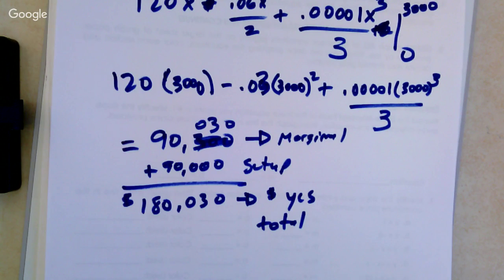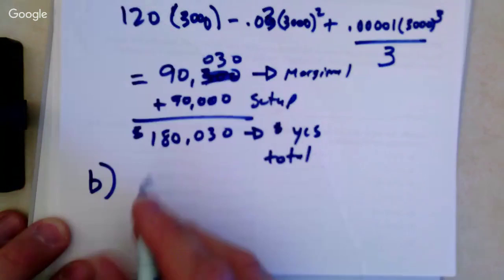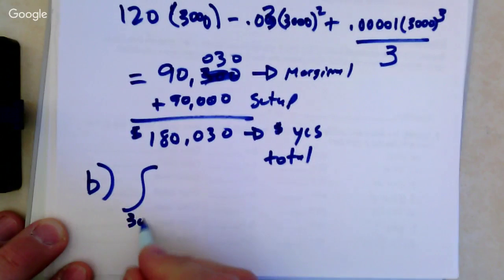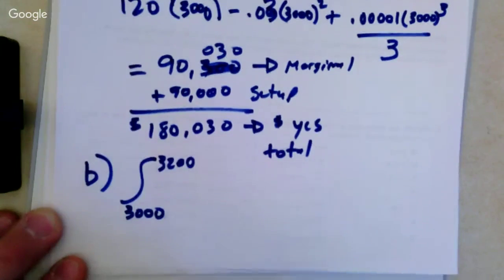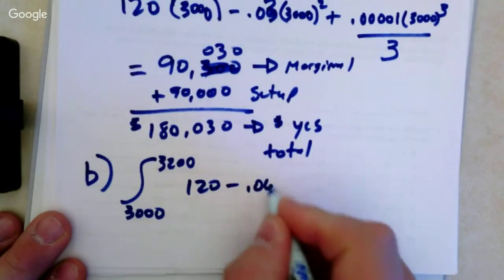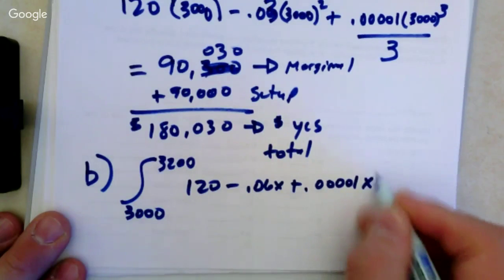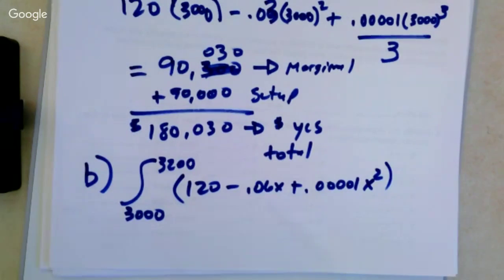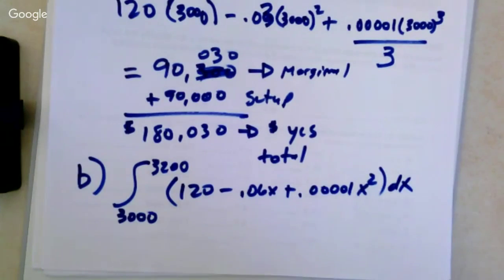All right, next one, part B. Now we need to find the marginal cost for the next 200. So we take the integral from 3,000 to 3,200 of 120 minus 0.06x plus 0.00001x squared. Because part B asks us to find the marginal cost of the next 200, when we find this marginal cost, is that setup cost even going to be in there? Not at all, no.